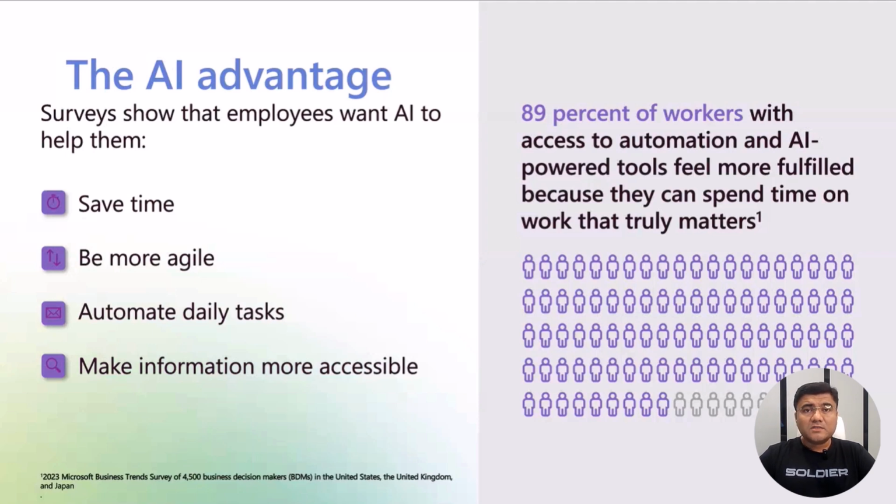That's where the first, or the biggest, advantage you are going to get when you're using any AI agent like Copilot is saved time. So basically, you're going to save a lot of time. You're going to be more agile. You're going to automate your daily tasks and you're going to make information more accessible. These are the basic advantages which everyone will get if they understand how to use these basic tools.